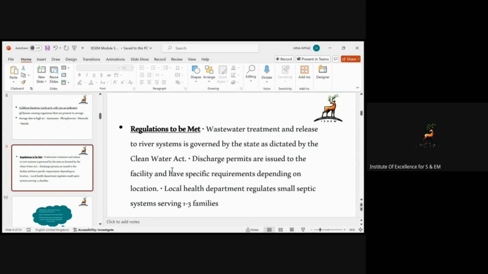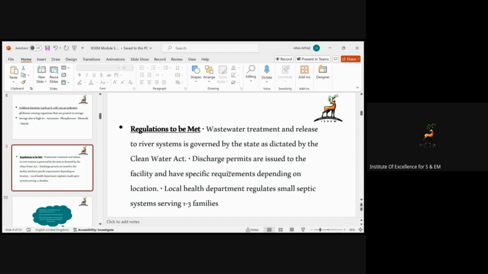For example, you are working in Qatar, or you are working in Saudi Arabia, or you are working in the UAE. That entirely depends upon the government of that country, which type of standards and which rules and regulations they are imposing on the industries and on the public. So that must be under consideration when you are going to release that wastewater.